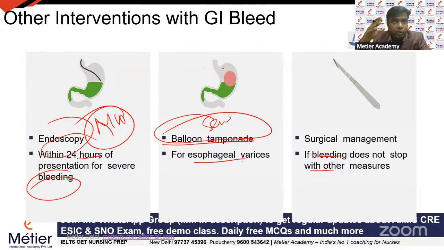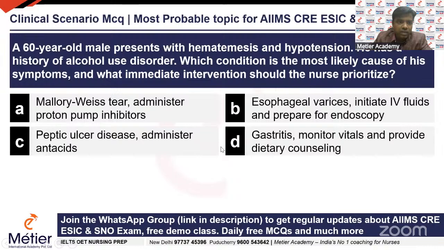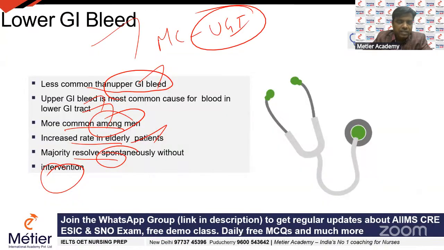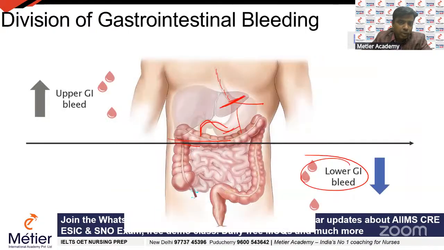So first prepare the patient for endoscopy, then plan for balloon tamponade. This is what we usually consider. This is a small content, we are not going deep. Basically you should have clarity on how to prepare for the exam.